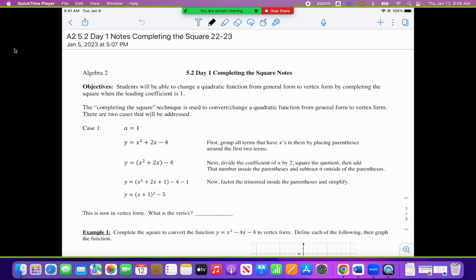The objectives today. Students will be able to change a quadratic function from general form to vertex form by completing the square when the leading coefficient is 1. Let's real quickly write down general form: y equals ax squared plus bx plus c.